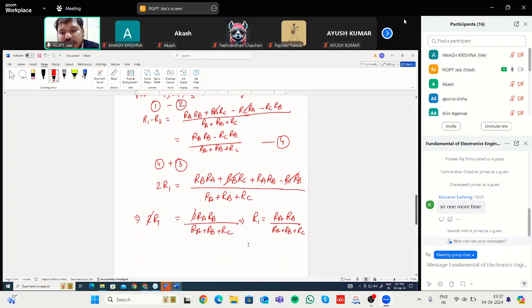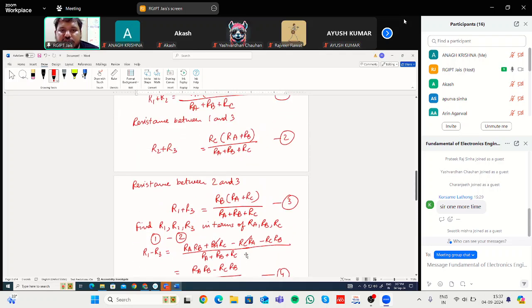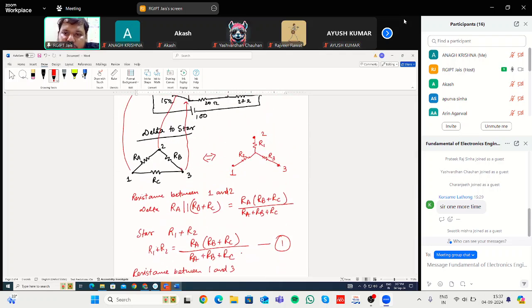Similarly, using the same thing, how to remember this? To find R1, the equation we got is R1 equal to RA RB divided by RA plus RB plus RC. The numerator you can always remember. Transforming from delta to star, the denominator will be the sum of the given values. That means RA plus RB plus RC. In the numerator, how to remember this thing?